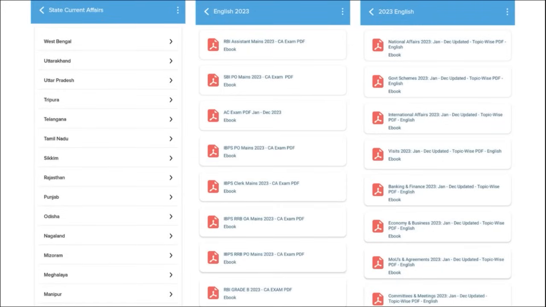Then for the students who are preparing for state exams, they will also benefit here, as we will provide state-wise current affairs for them. Apart from this, we also cover topic-wise current affairs such as national affairs, government schemes, international affairs, banking and finance, economy and businesses, as these are the topics from which the examiner definitely asks questions, and these are covered on a monthly basis.